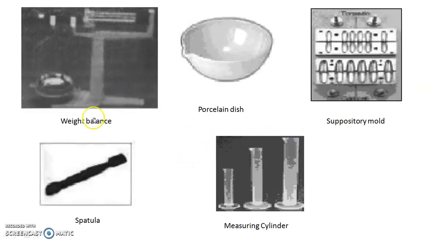The next, weight balance. This is a weighing balance which is used for weighing purpose. Porcelain dish should be used for evaporating the solvent. When we have to extract something, then we can use the porcelain dish for evaporation purpose. This is a suppository mold. With the help of this suppository mold, one can formulate the suppository.